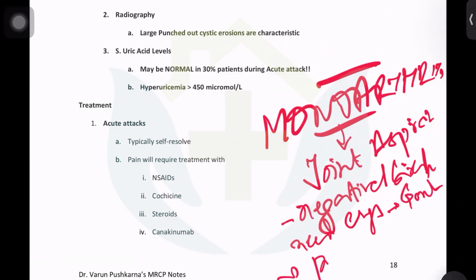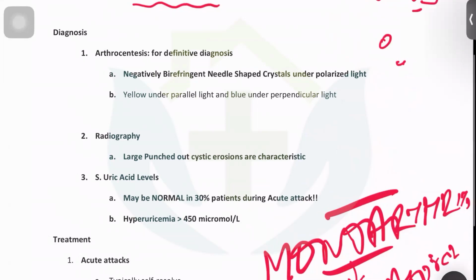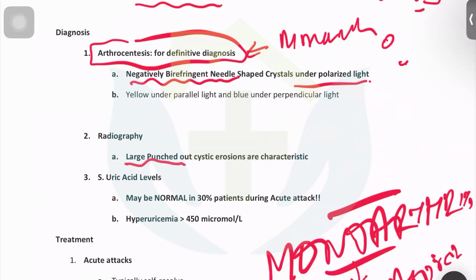If it shows positively birefringent, rhomboid shaped crystals, it is CPPD or pseudogout. Wonderful. So arthrocentesis is a definitive diagnosis for all monoarthritis. This will show negatively birefringent needle-shaped crystals under polarized light. Radiography will show large punched out cystic erosions in gout.